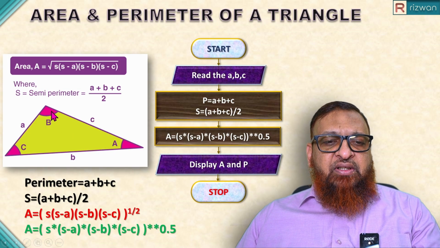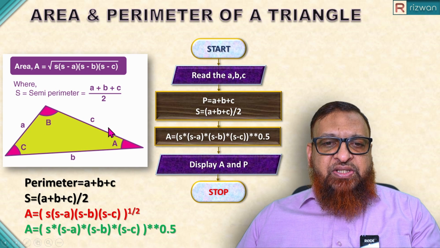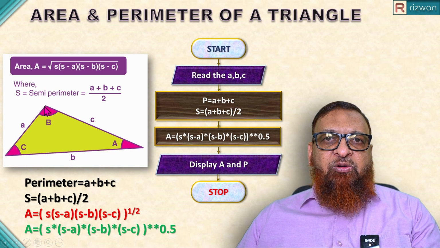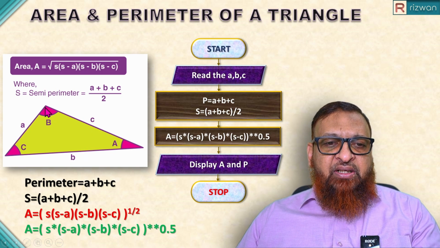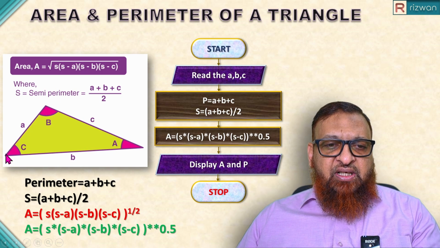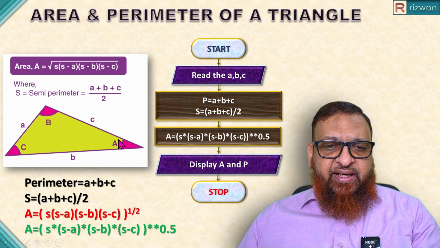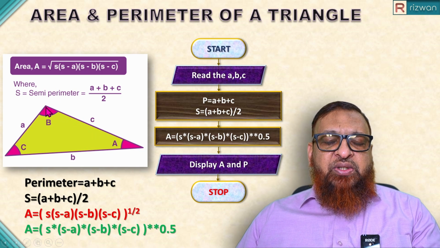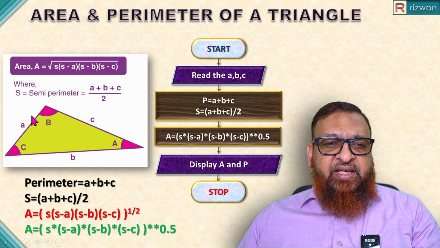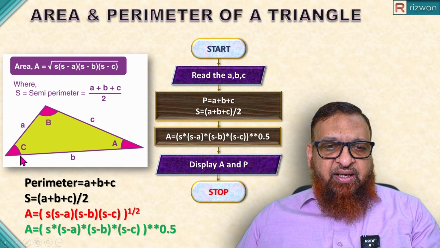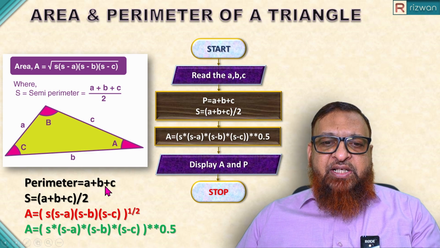Now, we have this particular triangle ABC. The perimeter is given by the sides A, B, and C. Perimeter is nothing but, if you start from this point and walk along the edges of this triangle, you will come back to the same place. That is the perimeter. If you add up all three sides A, B, and C, we get the perimeter. The perimeter is equal to A plus B plus C.